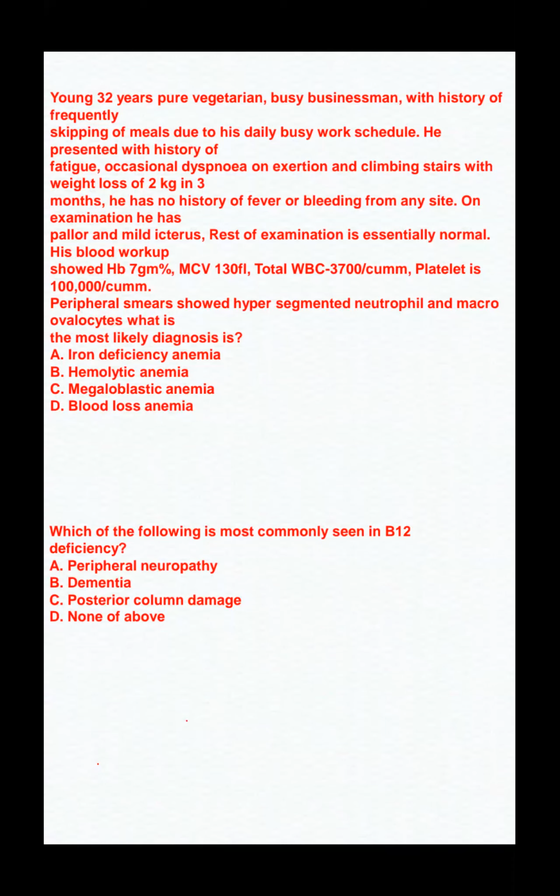His blood workup showed HB 7, MCV 130, total WBC 3700, platelet is 100,000. Peripheral smear shows hypersegmented neutrophils and macro-ovalocytes. What is the most likely diagnosis? Iron deficiency anemia, hemolytic anemia, megaloblastic anemia, and blood loss anemia. Ma'am, megaloblastic anemia. C option.